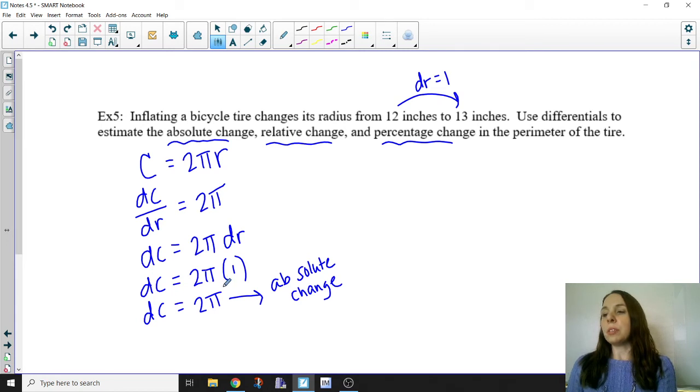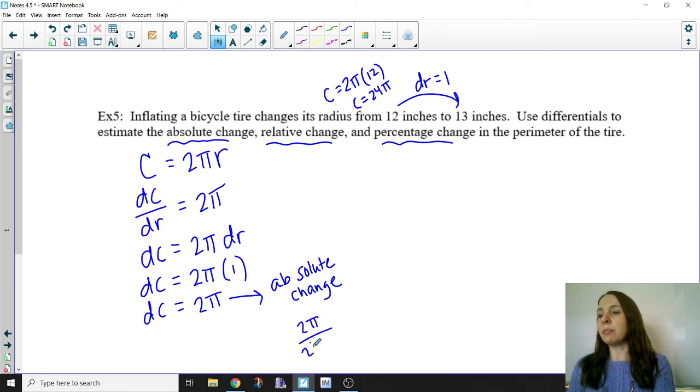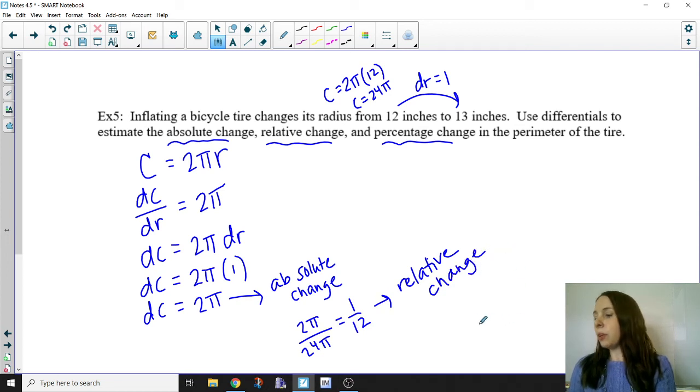Relative change is where you say how much it changed in relation to, or in a ratio to, where it started. So the original circumference is 24 pi inches. So if we took 2 pi over 24 pi and we reduce that, that's 1/12. That's our relative change. And finally, we could multiply that by 100, and that is 8.3%. And that's how you get percent change.